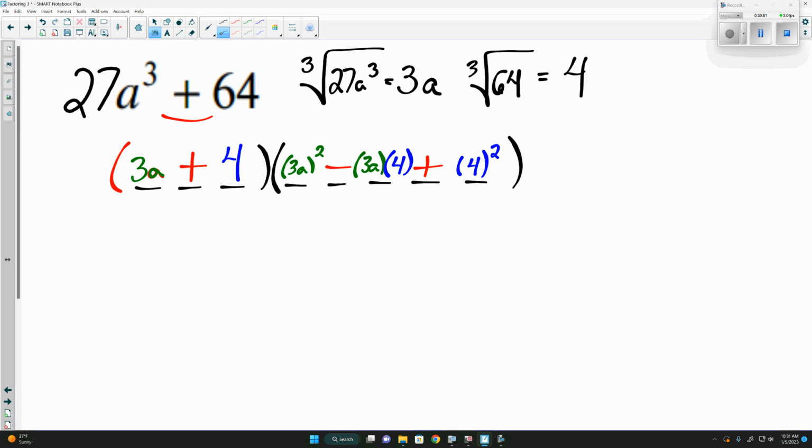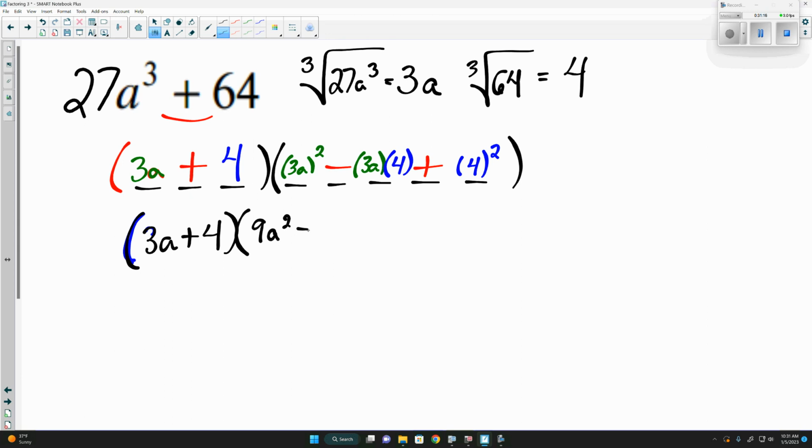Because when we simplify it, well, here we're going to have 3a plus 4. Just rewriting it back down, that doesn't change. We'll have 3a squared. Well, 3 squared is 9a squared. So we have to square both terms. We can't just square the variable.